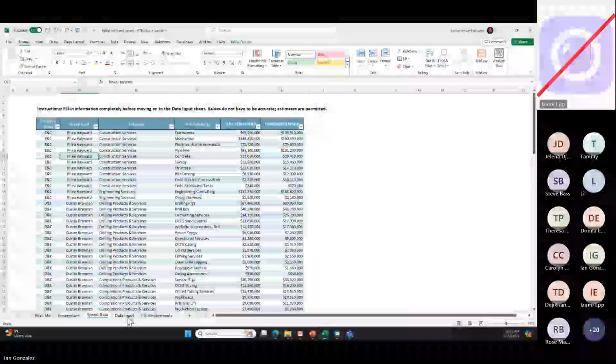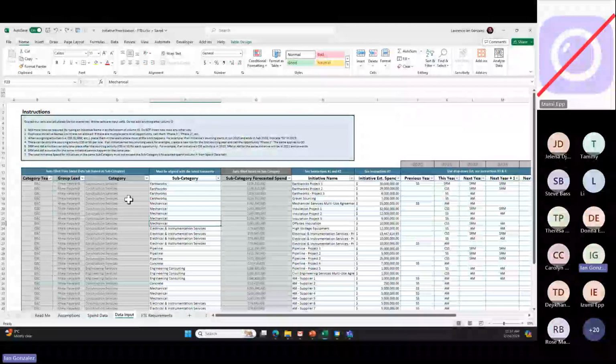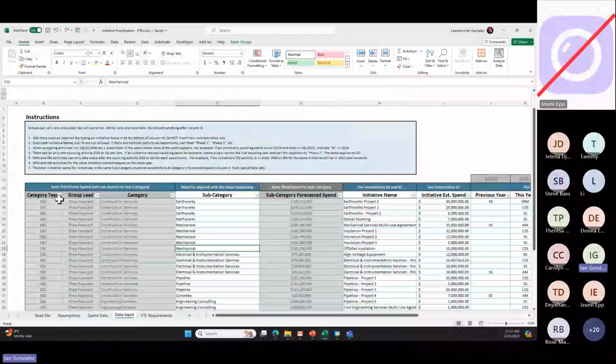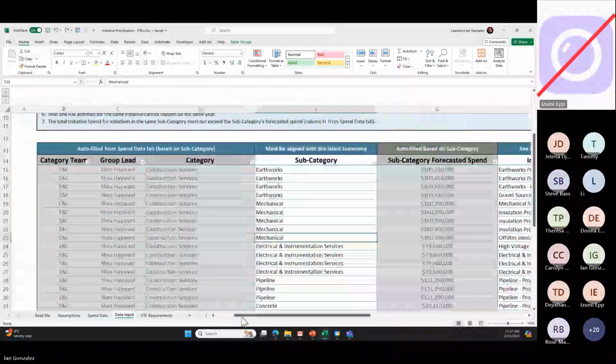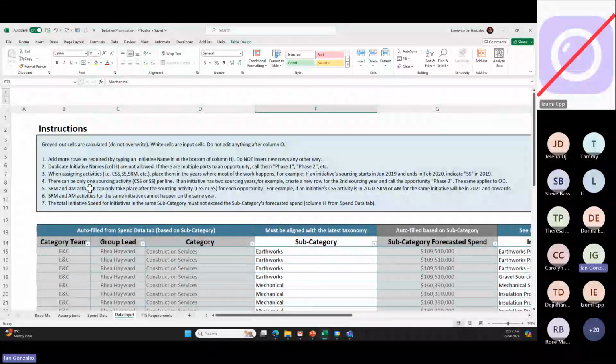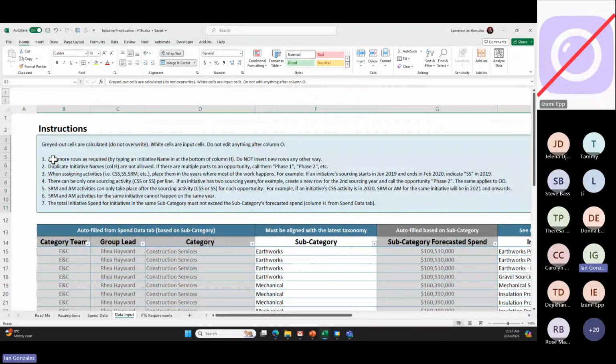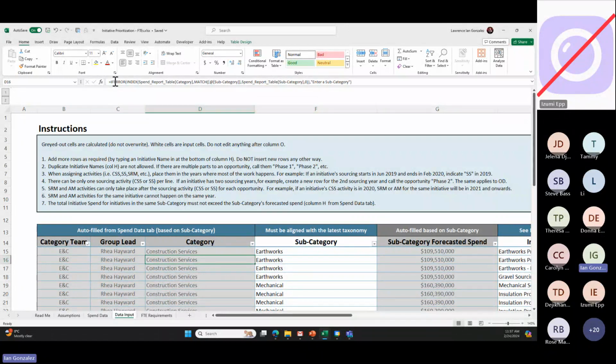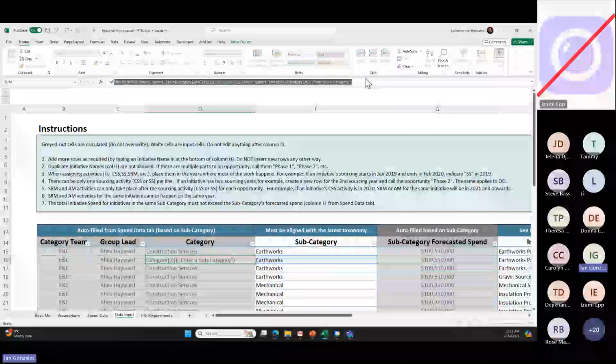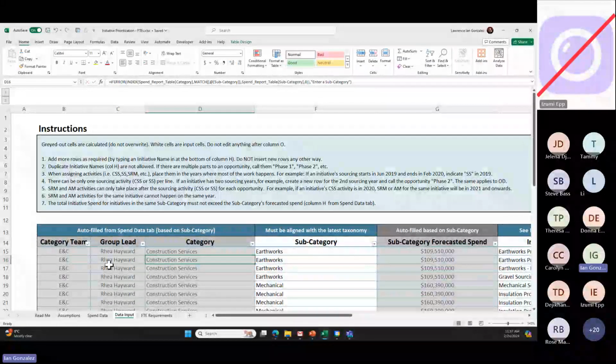Next, your data input. I'm going to zoom in. This is critically important. I know it's a hard tool to use, but the benefits of this, you will see. You might want to get the last tab. It says here, instructions. Grayed out cells are calculated, so do not overwrite. There are formulas in here. As you can see, for category, there's a formula up here. It's an index match or like a VLOOKUP formula. Don't touch any of that.